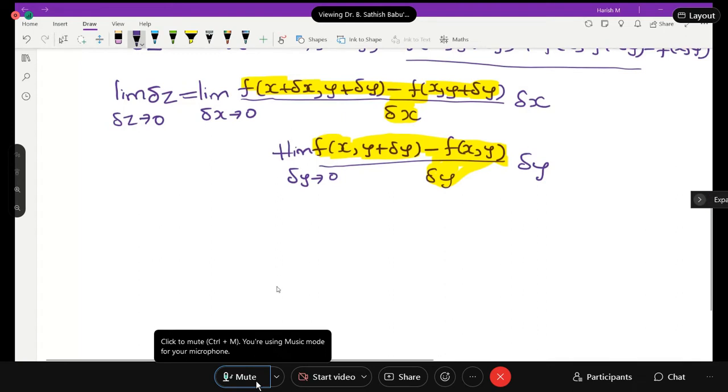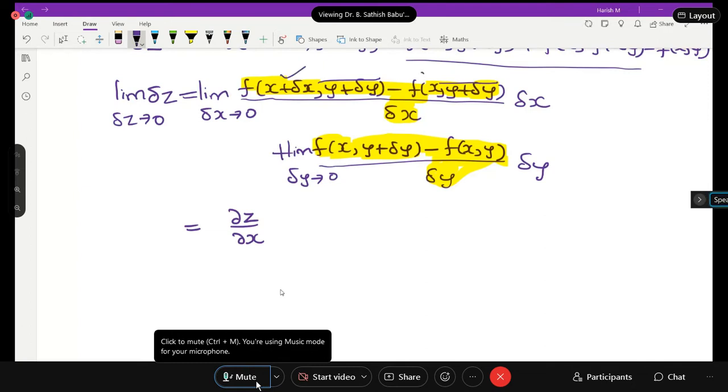First term in the right hand side. Does it indicate the partial derivative of the function with respect to x? Just observe here. Can you see this term, y plus delta y and y plus delta y? The meaning is y is not changing. Do you agree?